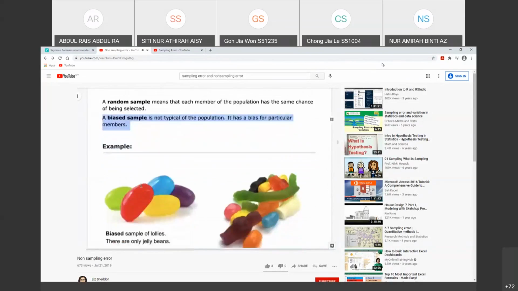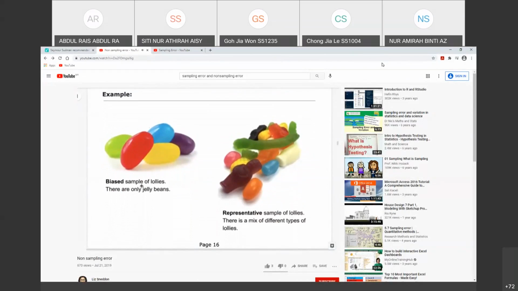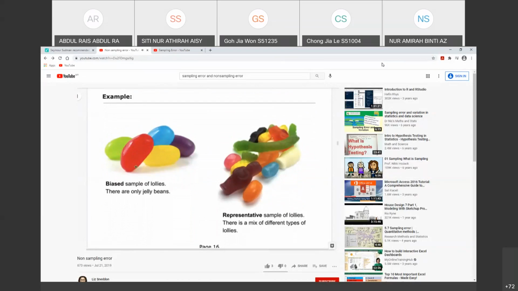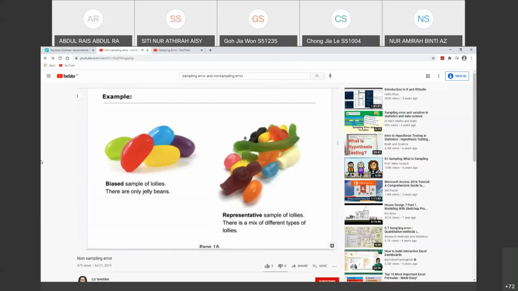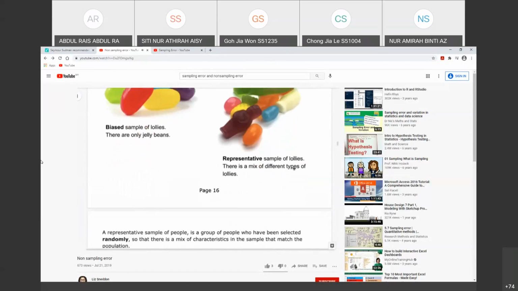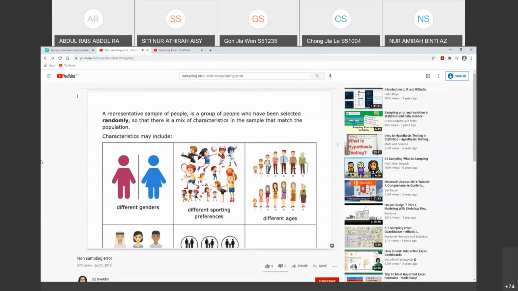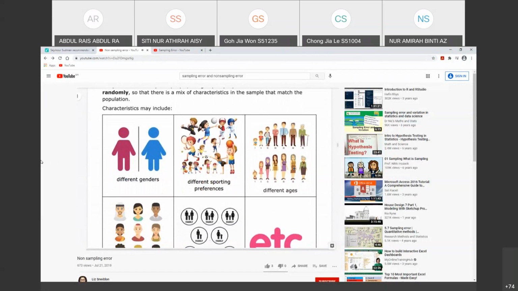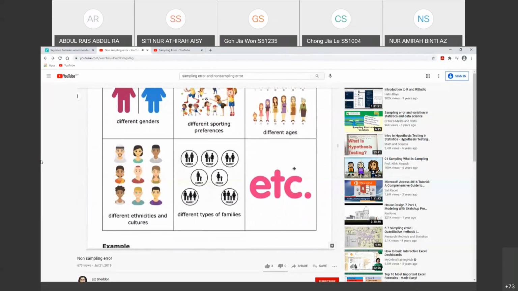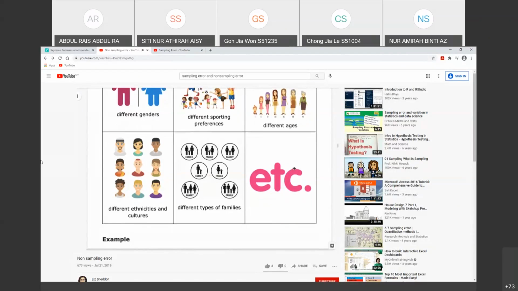So here's an example of what a biased versus representative selection of lollies would be. A bias means they're all jelly beans, okay? They're all similar in some way. Whereas representative means there's a mixture of different lolly types, different colors, different sizes, different flavors, all of those things. So if I want to be randomly choosing them, I will get a mixture of characteristics. So things like different genders, ages, sporting preferences, ethnicities, cultures, family type, you name it. Everything that makes us who we are will be completely mixed with a random sample.